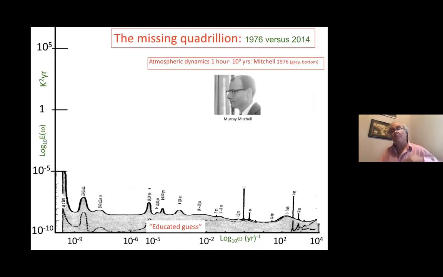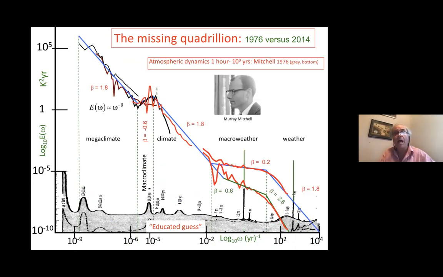But if you go back to Mitchell, we can now put actual data, including paleo data, on this. And what we find is that Mitchell was really wrong by quite a big factor. In fact, he was wrong by about a factor of a quadrillion, 10 to the 15. The actual data, this is real data over here at the high frequencies, is for 1 degree resolution global temperatures. These are paleo data out here, but he's wrong by a huge amount.